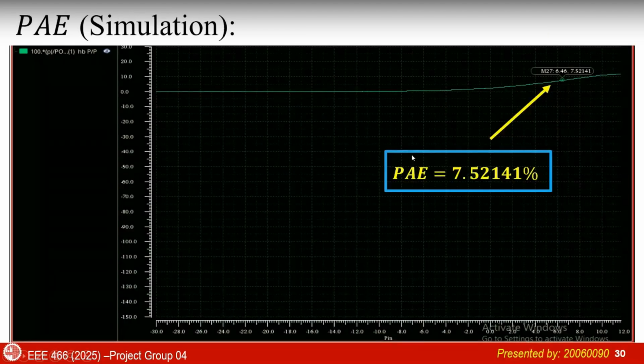This is the PAE simulation. Here we can see that the PAE value is 7.52% at 6.46 input power, which we have already found in the PSAT analysis. At that value of input power, we had got the PSAT 18.01 dBm, and our requirement was PAE needs to be greater than 5%, which meets this criteria.